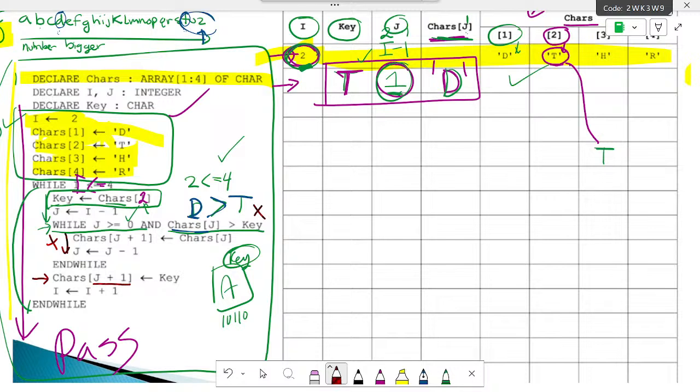What is j equal to? J is equal to 1. 1 plus 1 is 2. Agree or disagree? Agree. Char 2 is what? Look over here. Char 2 is equal to t. Agree or disagree? So this is equal to t.